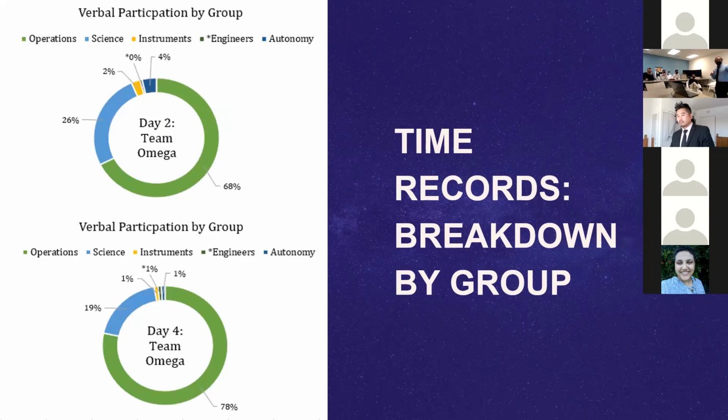So it was a little bit different for Team Omega. Operations spoke the majority, followed by science and then instruments. So we can see the difference between the team dynamics, since there were 2 different teams, and we can see who spoke the most in general.